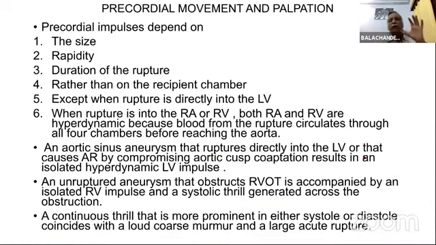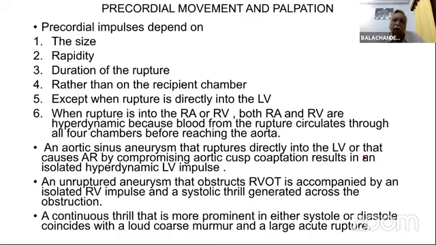Now, the precordial movement is also important, and we often don't look at it, because our attention goes off towards the continuous murmur, but we must look at the JVP properly. Before all that, we must look at the general physical appearance, take the height, the arm span, etc. Don't forget all that. Then come to the JVP, then come to the precordial impulses and palpation. So it will depend upon the size, the rapidity, the duration of the rupture, and on the recipient chamber, and whether it ruptures into LV, which is very rare.